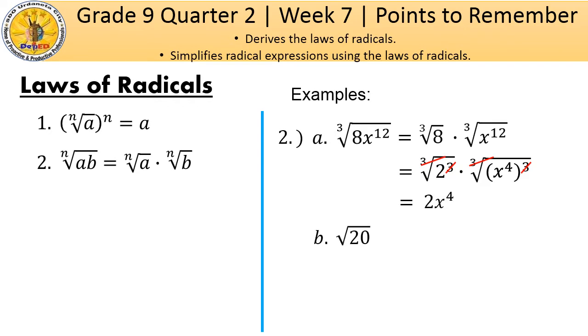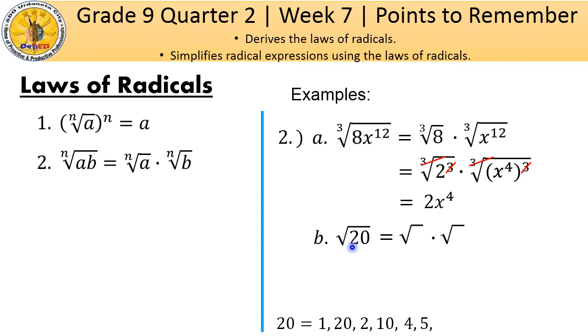Another example, still under the second law, is when we are trying to simplify a non-perfect square number under a square root. Ang square root of 20 ay pwede pa nating masimplify kahit hindi ito perfect square number. Paano? Pwede natin itong isulat gamit ang kanyang dalawang factors. However, 20 has many factors. We have 1 and 20, 2 and 10, and 4 and 5.